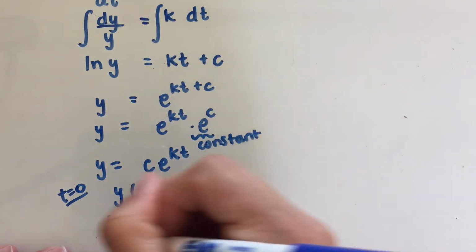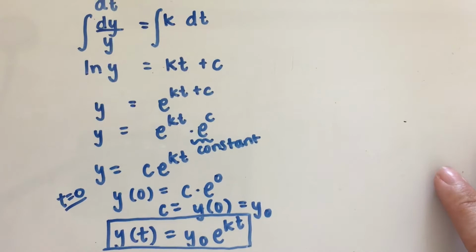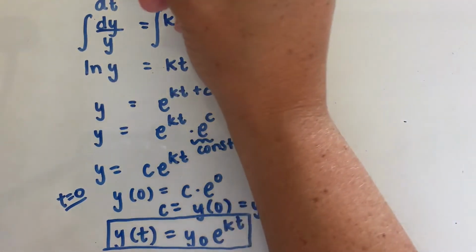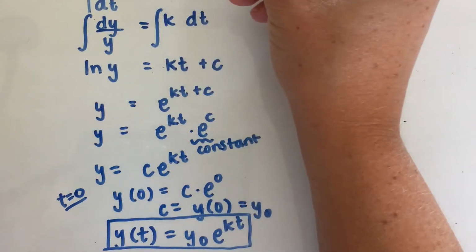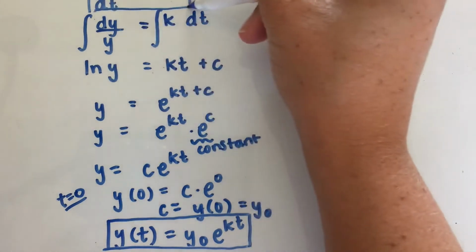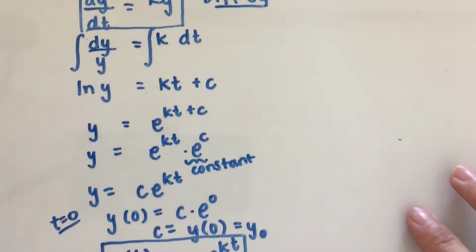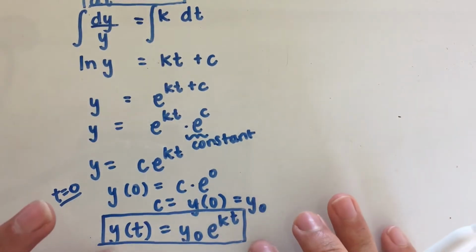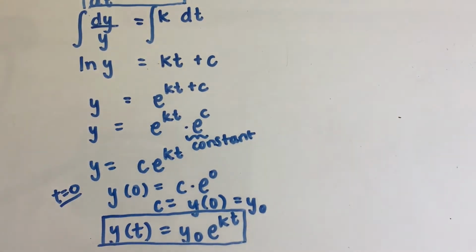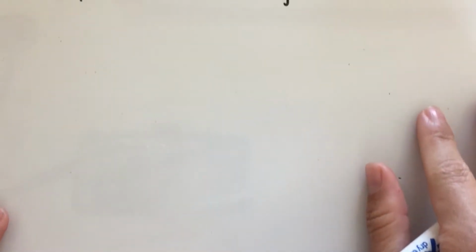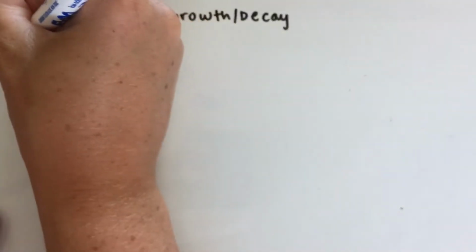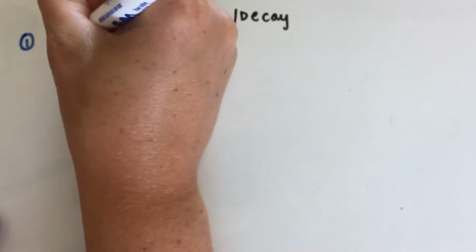So these are the two formulas that we're going to be using for all of these exponential equations for exponential growth and decay. So we started off with the differential equation here, and then we derived the y of t function. And now there are a few applications of exponential growth and decay. One of them being population growth.